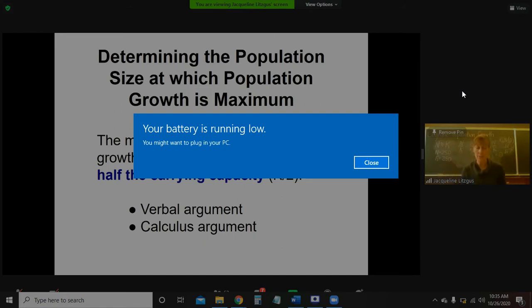So again, at this halfway to carrying capacity situation, you've got a high per capita growth rate, that little r value, and you've also got a lot of individuals who can successfully reproduce because the competition is not yet totally intense. So you have your highest growth rate for the population at half of carrying capacity. Okay, so that's the verbal argument for how that works. Now we're going to do some calculus for real.